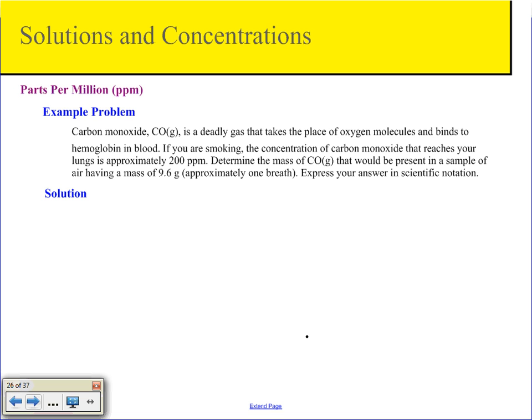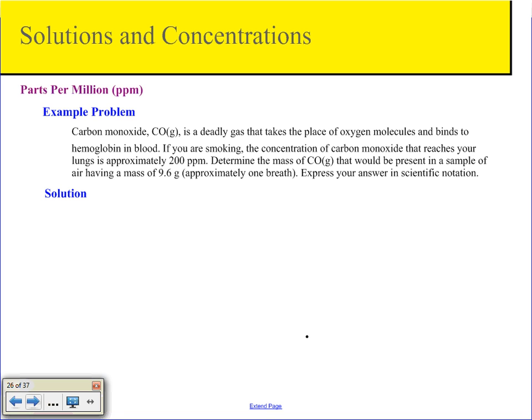Alright, carbon monoxide is a deadly gas that takes the place of oxygen molecules that bind to hemoglobin in our blood. If you are smoking, the concentration of carbon monoxide that reaches your lungs is approximately 200 parts per million. Determine the mass of carbon monoxide that would be present in a sample of air having a mass of 9.6 grams, approximately 1 breath. Express your answer in scientific notation.